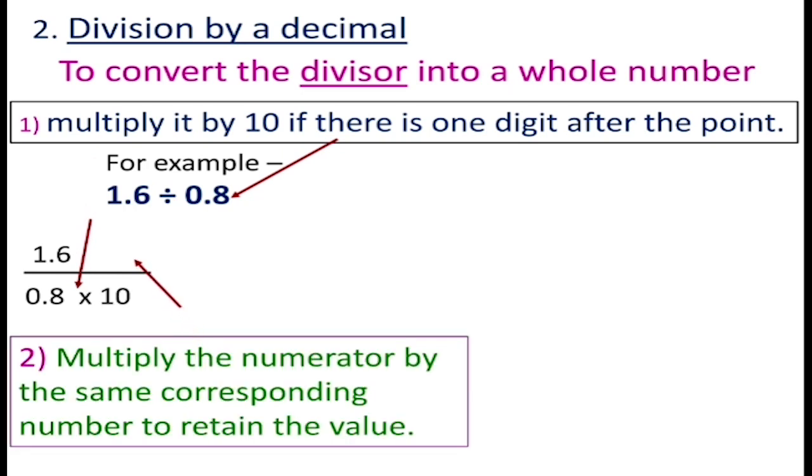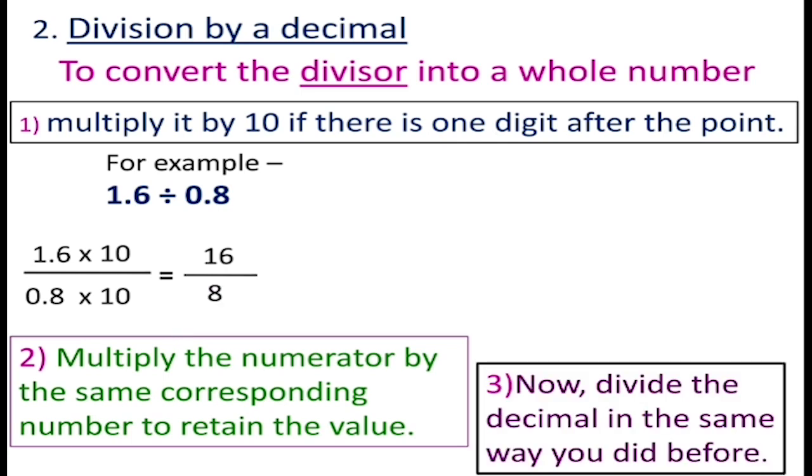Multiply the numerator by the same corresponding number to retain the value. So we have to multiply the numerator also by 10. So multiply 1.6 also by 10. When 1.6 is multiplied by 10, you get 16, and when 0.8 is multiplied by 10, you get 8. Now divide the decimal in the same way you did before. Now divide 16 by 8. We know that 8 into 2 equals 16. Write 2 in the quotient and 16 here. Then subtract 16 from 16. You will get 0. So the quotient is 2.